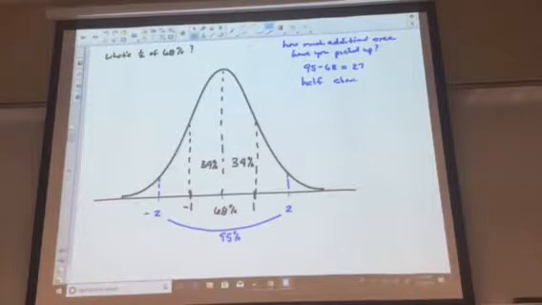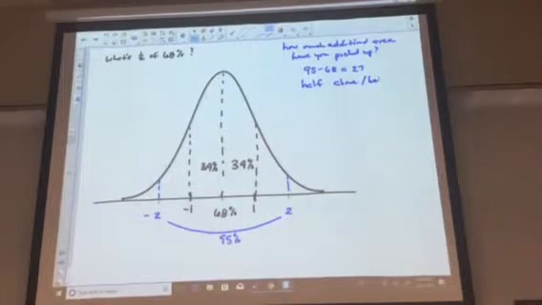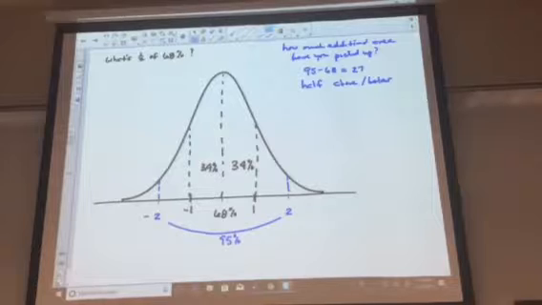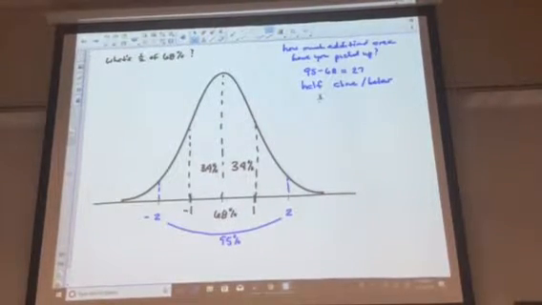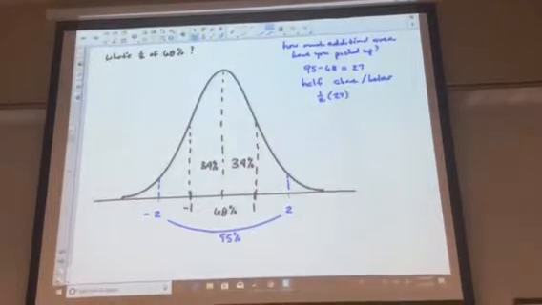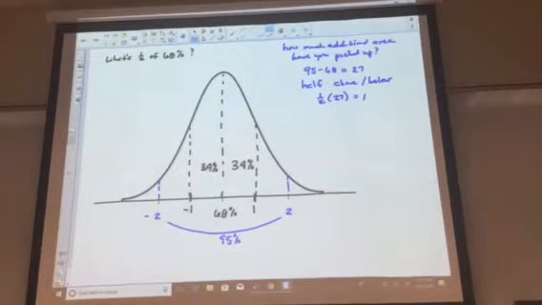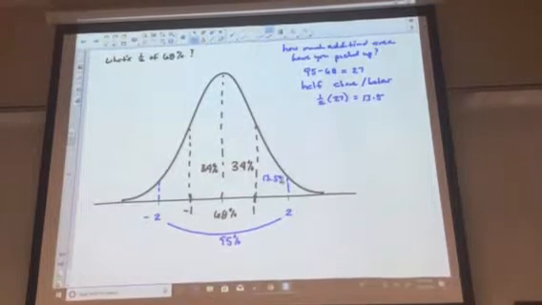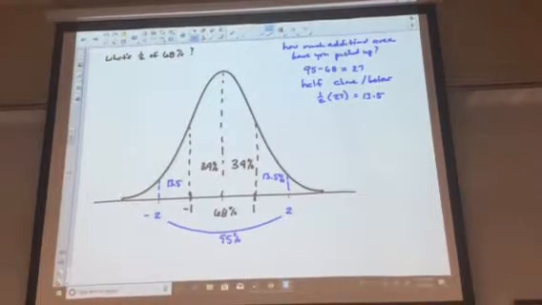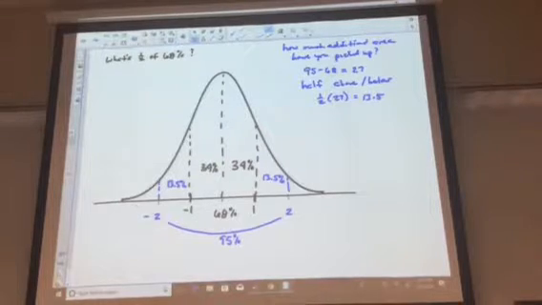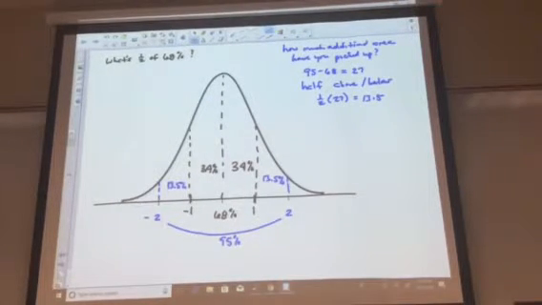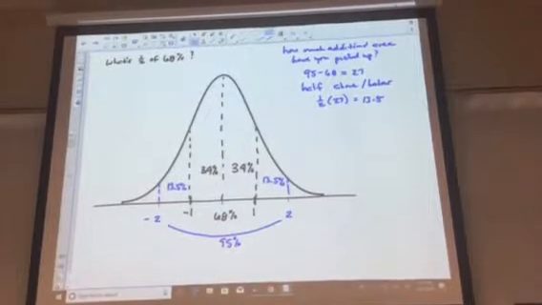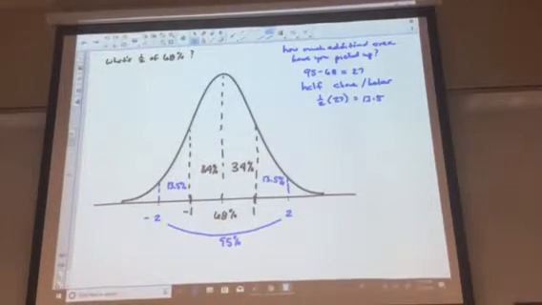Half is above, half is below. So what's half of 27? So I now have 13.5% here and 13.5% there. So if this were grades, 13.5% of the class is going to get a B. If this is insurance, 13.5% are paying a bigger rate, 13.5% are getting a discount.